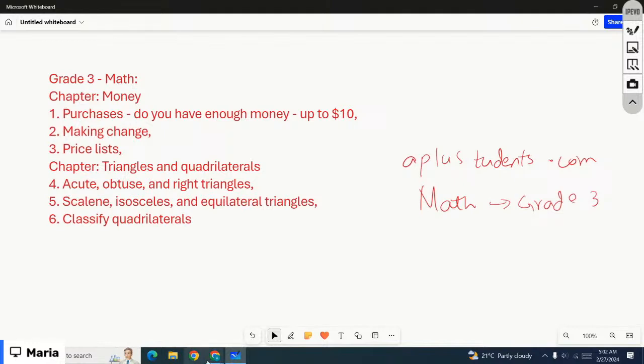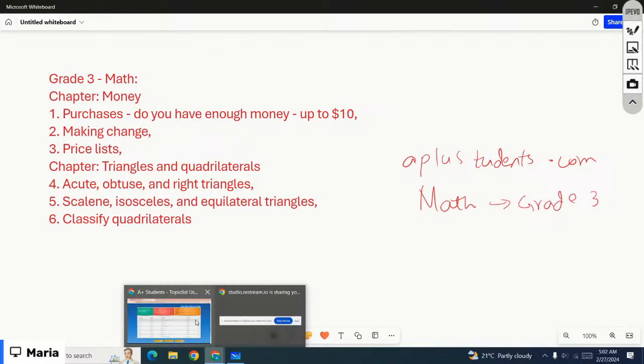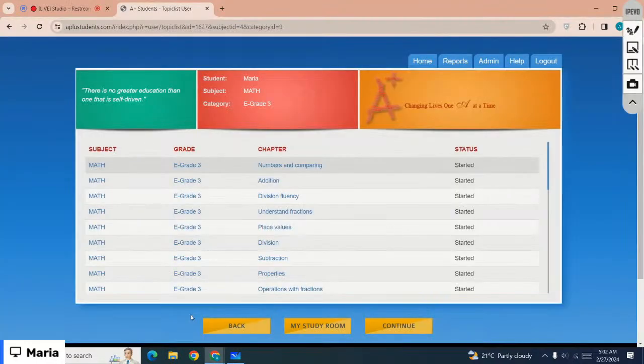So please make sure you have your notebook and pencil so that you can note down the important examples and definitions as well, right? Let's just start with the lesson money.